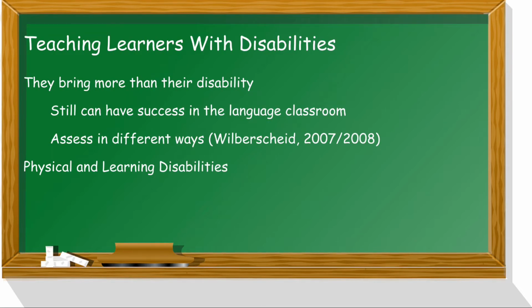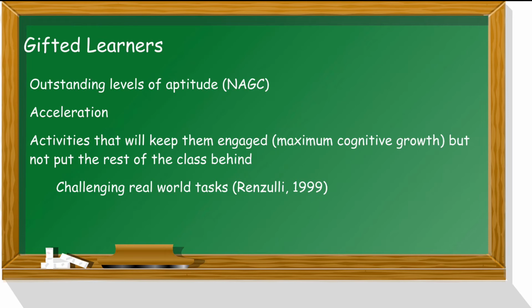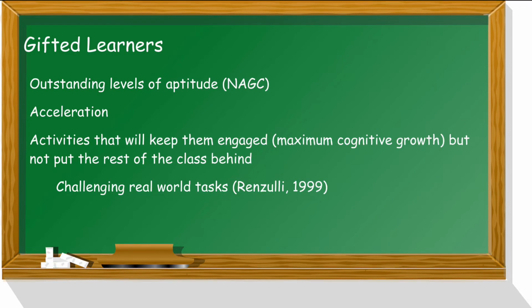On the other hand, you're going to have what are called gifted learners in the classroom that excel in a classroom setting and are described as having outstanding levels of aptitude. For these students, you're really going to want to keep in mind the speed and acceleration of the class so that they do not get bored. And you want to provide them activities that will keep them engaged and promote maximum cognitive growth, but ones that don't put the rest of the class behind.